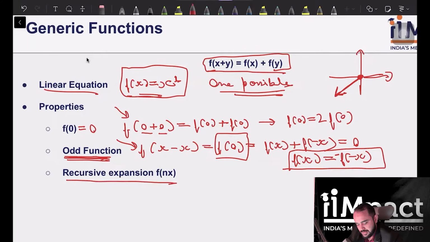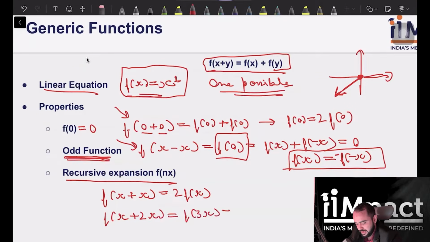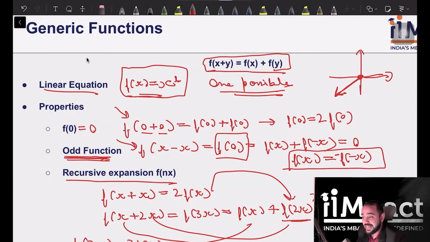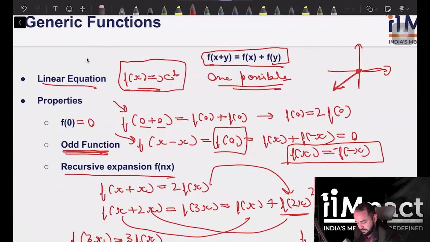Now f of x plus x is going to be 2 times f of x. F of x plus f of 2x, which is f of 3x, is going to be what? F of x plus f of 2x, which is what? 2f of x. So can I say f of 3x is actually 3 times f of x? So technically f of nx is going to be what? N times f of x.